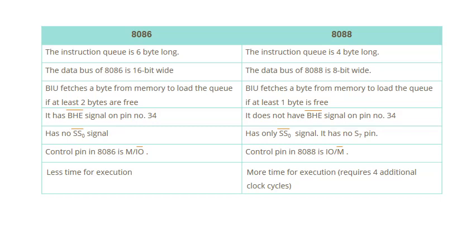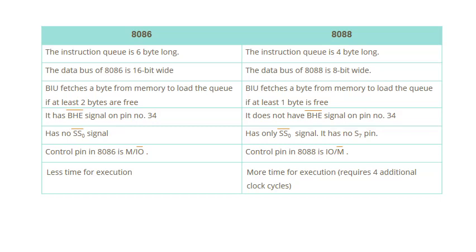free. The 8086 has a BHE bar signal or a bus high enable signal on pin number 34. The 8088 does not have a BHE signal or the bus high enable signal. The 8086 does not have the SS0 bar signal, but in the case of 8088 there is an SS0 bar signal, but it does not have the S7 pin. The control pin in the case of 8086 is the M/IO bar signal, whereas in the case of 8088 it is the IO/M bar signal.